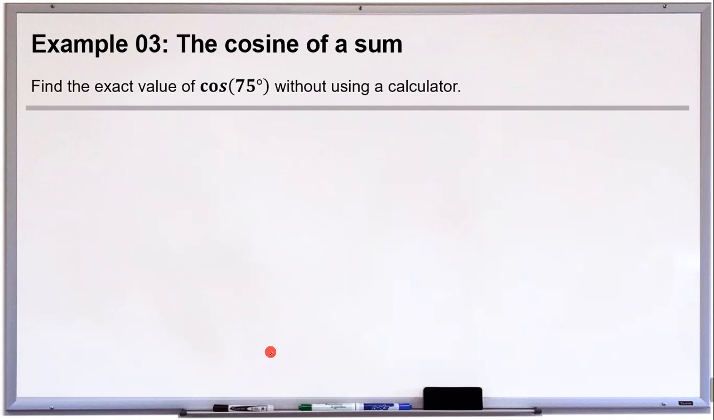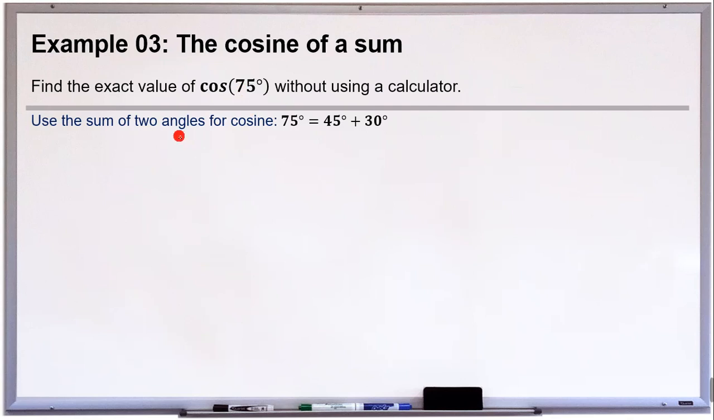Now let's proceed to example number 3, wherein this is all about the cosine of a sum. Our goal here is to find the exact value of the cosine of 75 degrees without using a calculator. We can get its exact value even if we don't have a calculator by simply using the identities that we have just derived and discussed.